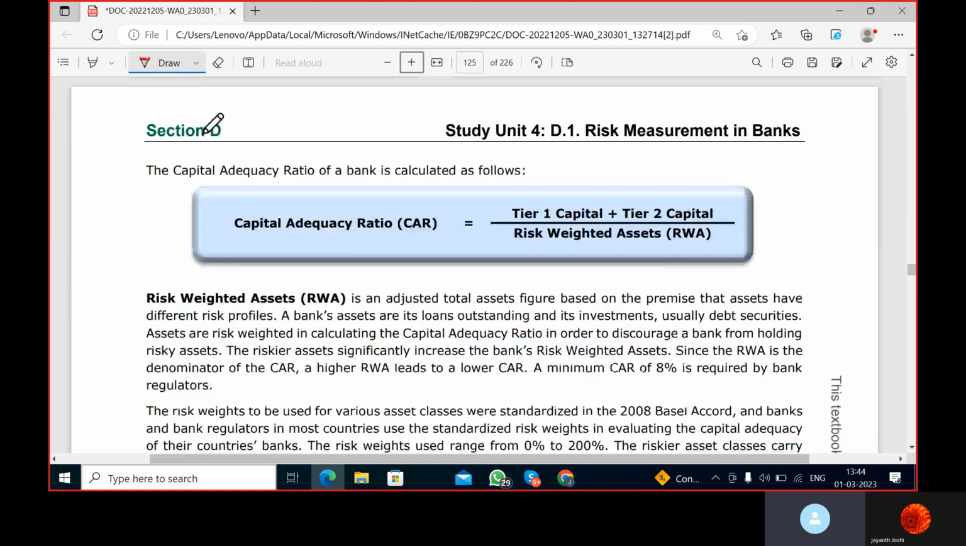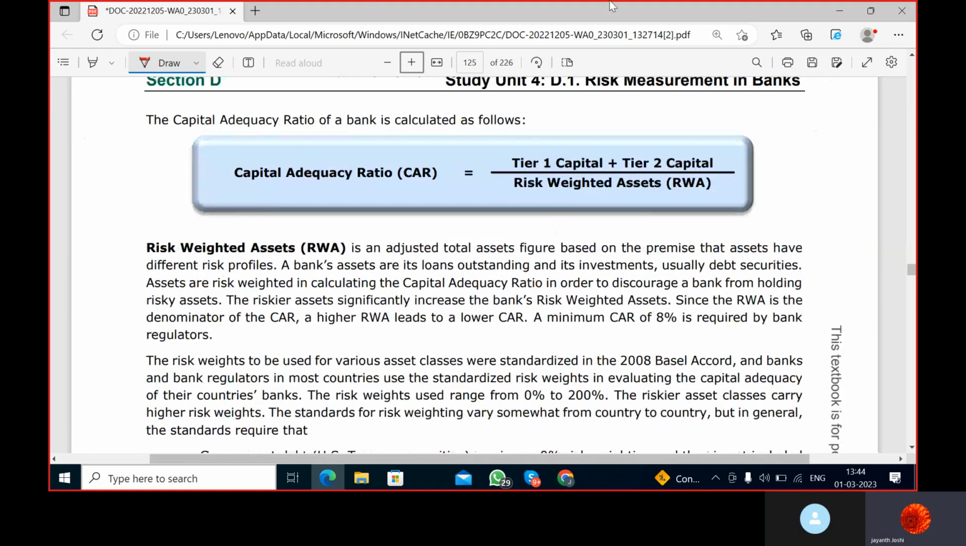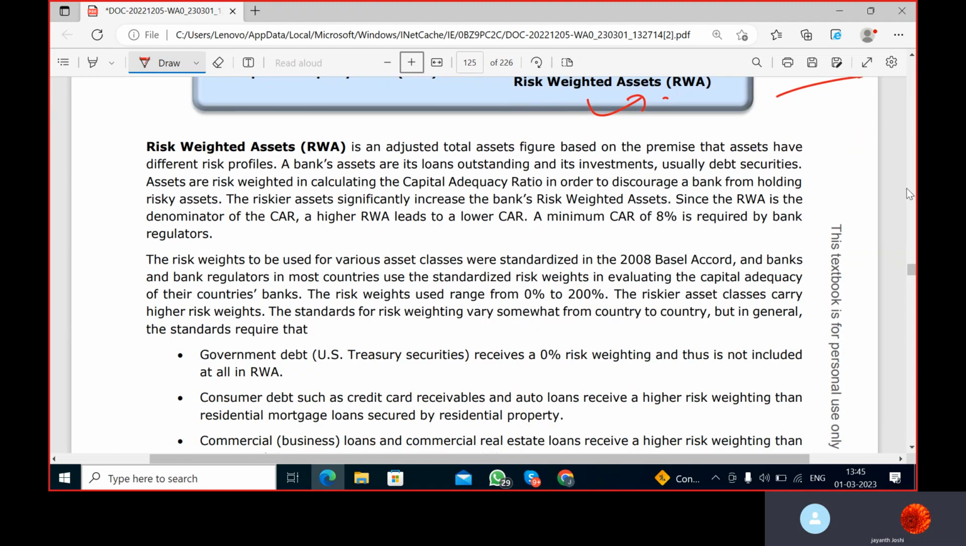Yes. They have given the formula: Tier 1 plus Tier 2 capital, whatever funds or resources they have, divided by their risk weighted assets. Risk weighted assets are nothing but the assets on which they think they have risk, whether the payments will come or not.